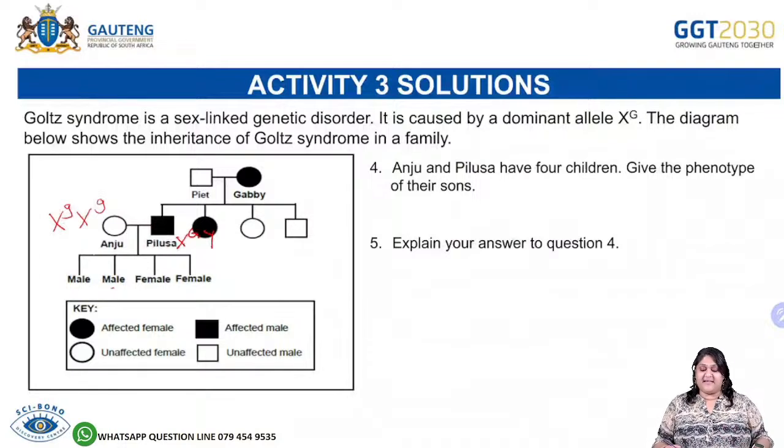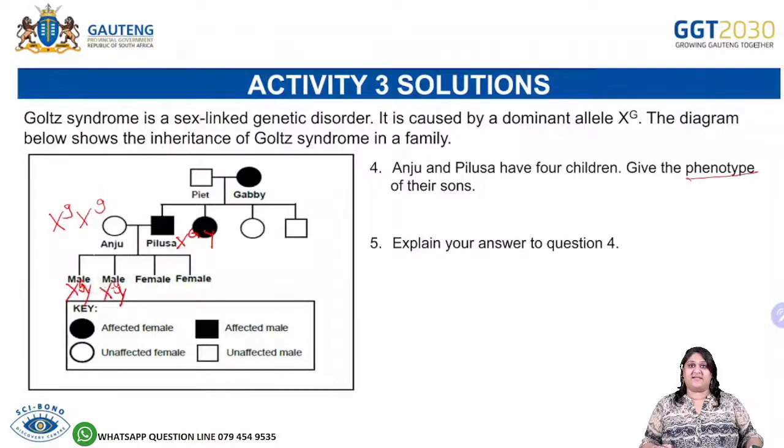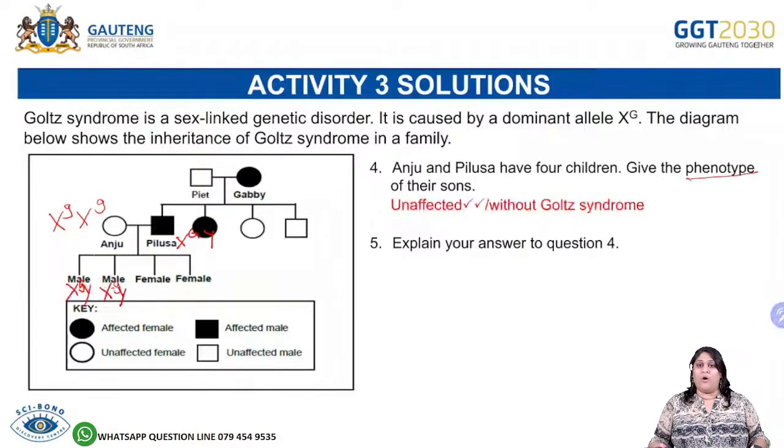So now we can easily work out what the children would be, but they want to know the phenotypes, okay? So what did we say once again? The Y can only come from the father, which means the X has to come from the mother. The mother only has the recessive allele, therefore both their sons will be unaffected, or more correctly, they will not have Galt syndrome. Okay?